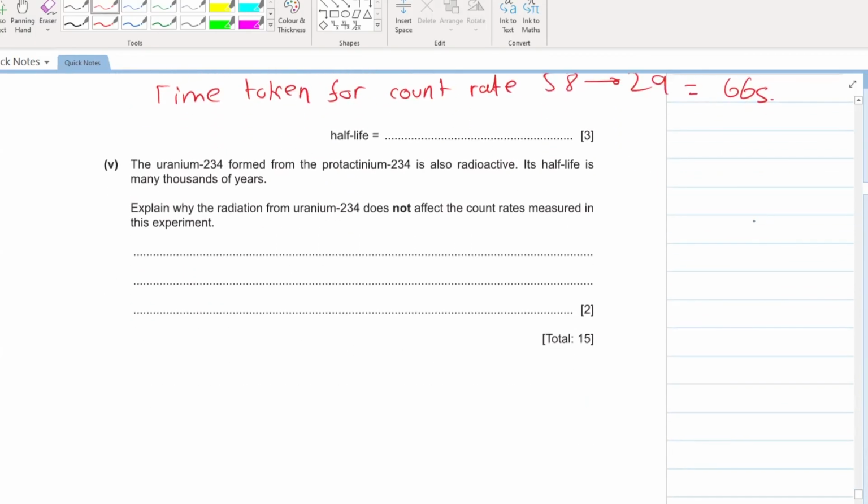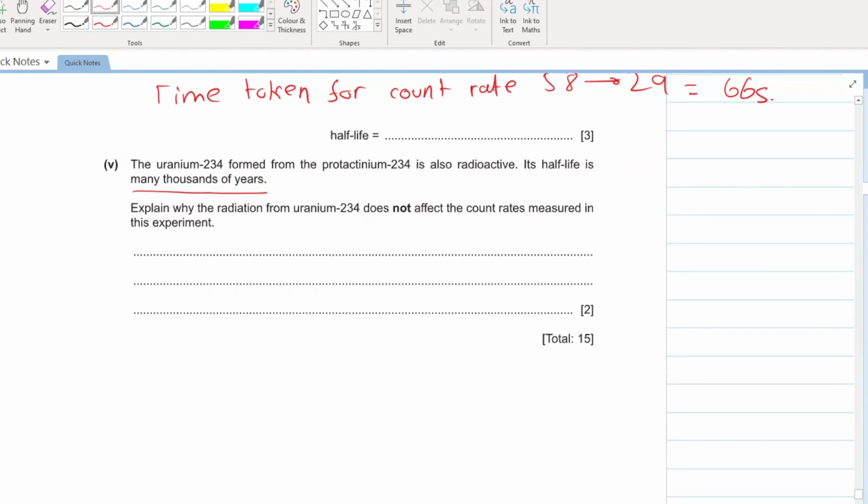The uranium 234 formed from the protactinium is also radioactive. Its half life is many thousand of years. Explain why the radiation from uranium 234 does not affect the count rate measured in this experiment. Since the half life of uranium is very, very large, it has a very slow decay rate. Simple. So the count rate of uranium is not affecting the count rate in the graph.